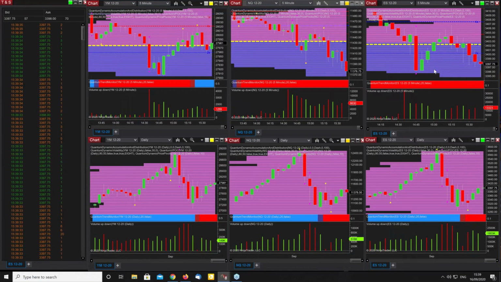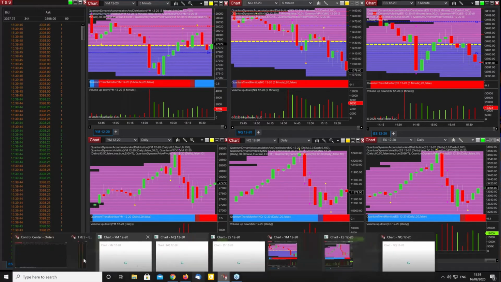No, still trading around there. A little bit of a breakaway on the NQ, but still trading heavily around the volume point of control. Let's go and see what's going on in gold.